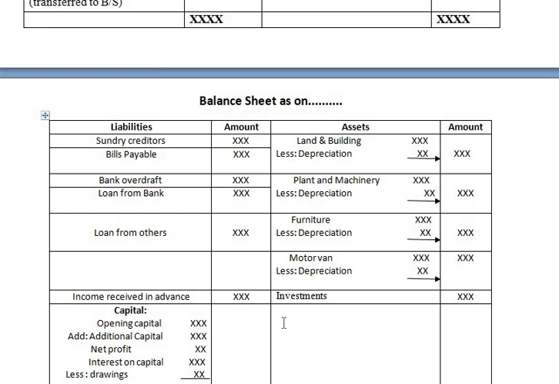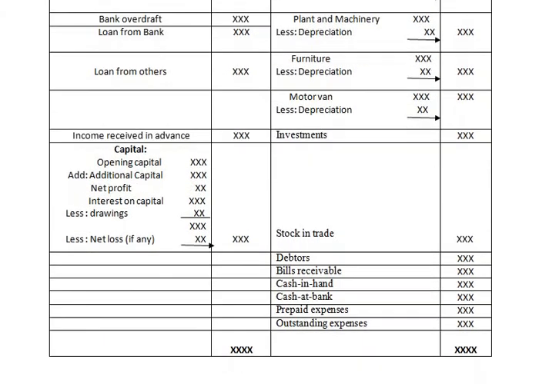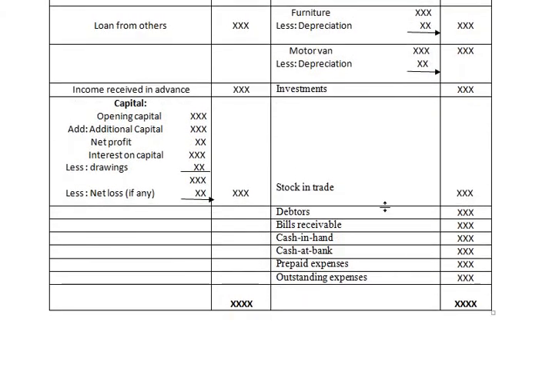Next, investment, whether it is short term or long term, that comes on the asset side of the balance sheet. Stock in trade, okay, then you write down the amount. Debtors, these all are current assets, okay. Stock in trade, debtors, bills receivable, cash in hand, cash at bank, okay, all these come under current assets. Prepaid expenses, outstanding expenses, all these come under current assets.